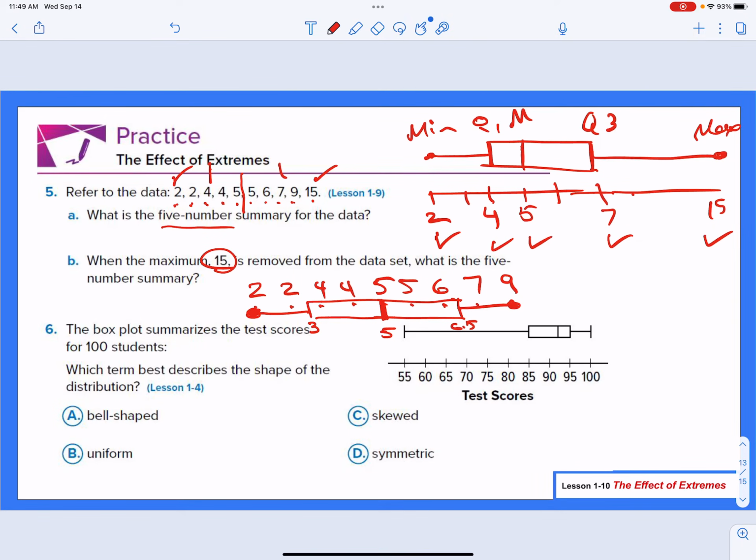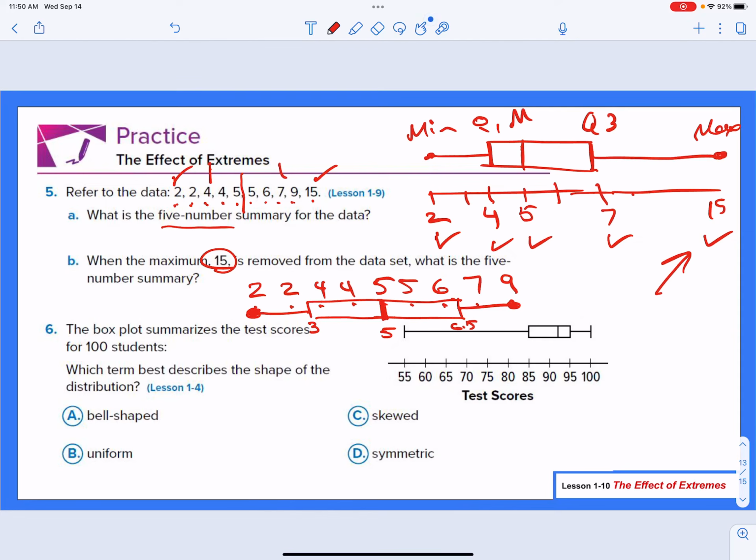And when you look at this, it's going to be a little more balanced, isn't it? Right? Not totally though, because that 9 is pretty far out. It's going to be 3 away from quartile 3, and this one's 2 away. But again, much better, not as extreme as what we had up here with the 15. Okay, so that's what happens there.